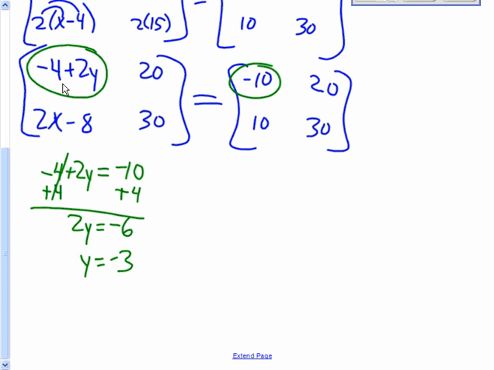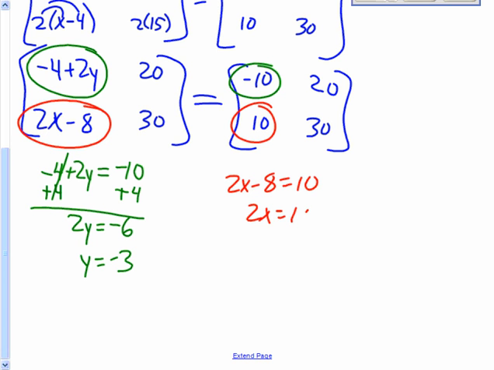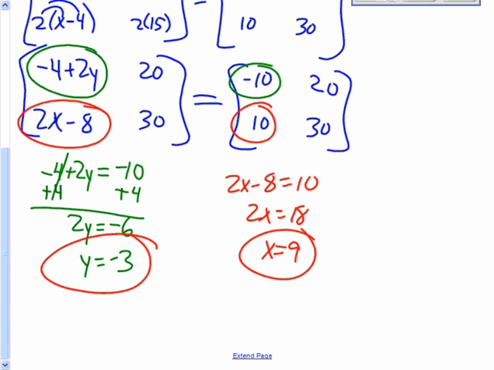Okay, so we got our y value, and then you notice here's where my x is. 2x minus 8 must be equal to 10. So x is 9, right? Add 8 both sides, divide by 2. So there's x, there's y. We just solved that for x and y.